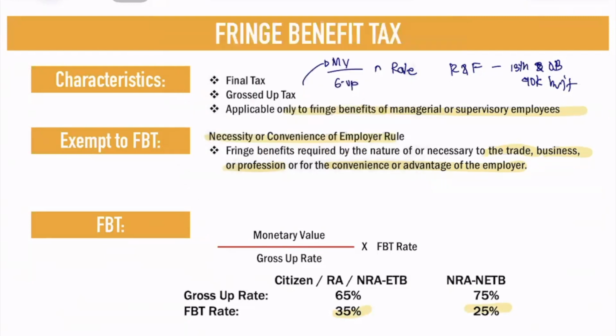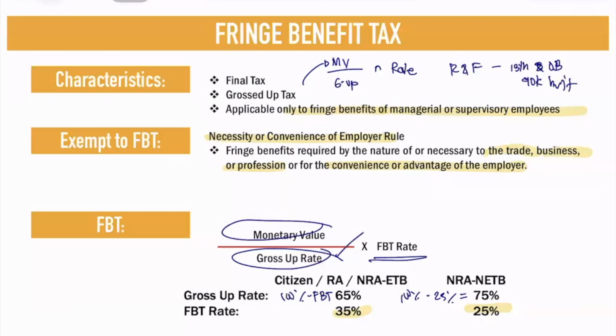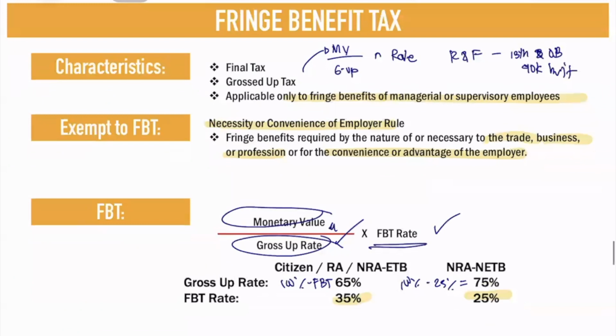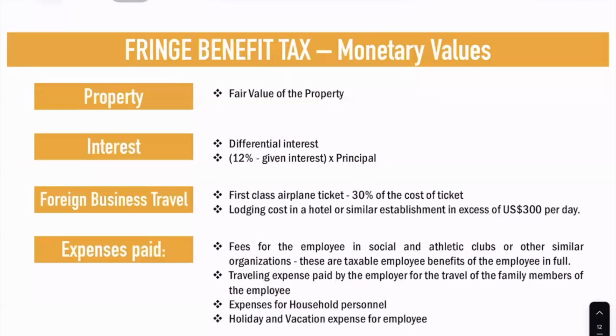And as to your gross up rate, that is equal to 100% less the FBT rate. So if our rate for citizen, RA or NRA-ETB is 35%, 100% less 35% gives 65%. Dito naman, 100% less 25%, kaya nakuha yung 75%. So how do we compute again? Monetary value, gross up rate multiplied by your FBT rate. So our main problem here, since we already know the gross up rate and FBT rate, is how do we compute for the monetary value? So how do we get the monetary value?